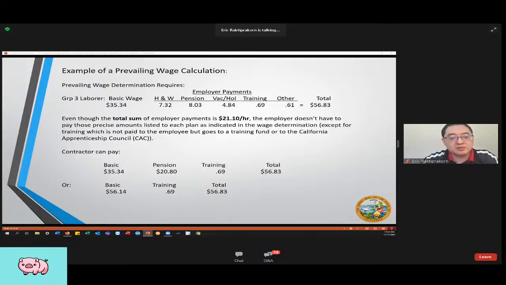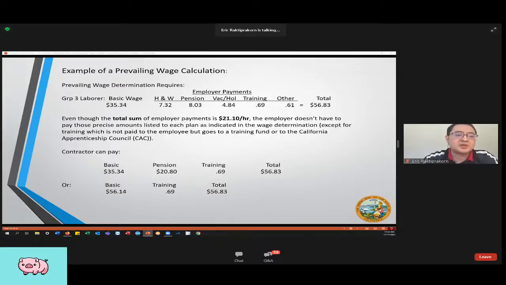So we're talking about health and welfare, pension, vacation holiday, and other. Training funds, since this is an apprenticeable craft, is going to go directly to a third party, which is the CAC or an approved apprenticeship program. If the craft is not apprenticeable, then the training fund actually goes directly to the workers. So that's something to remember.